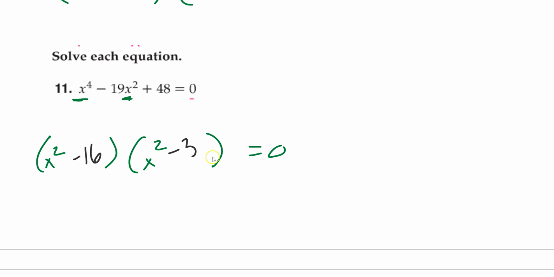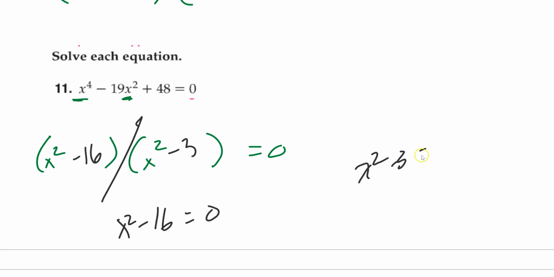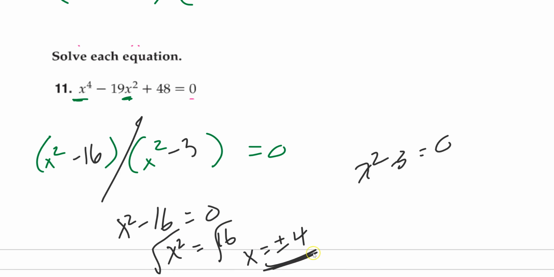So you factor like normal, and I could split it like we always do. X squared minus 16 equals 0. X squared minus 3 equals 0. Remember, if you only have one term, one variable, just solve for it. X squared, you could factor, but easiest to solve for it. Square root it, and remember when you square root it, you should get plus and minus 4. And over here, x squared equals 3, square root it, x equals plus and minus radical 3.